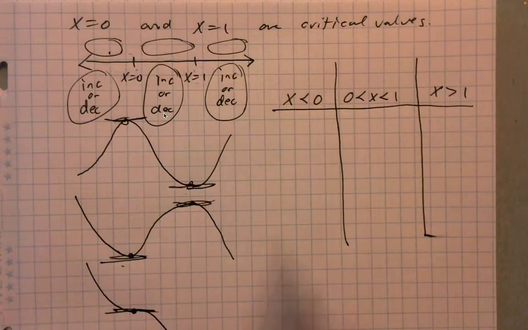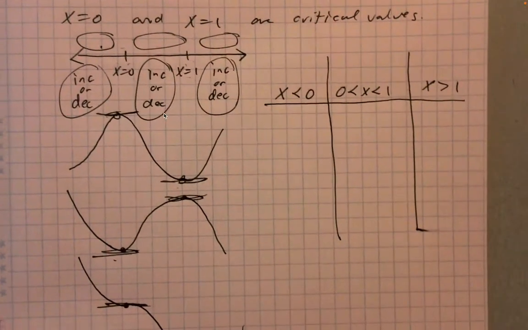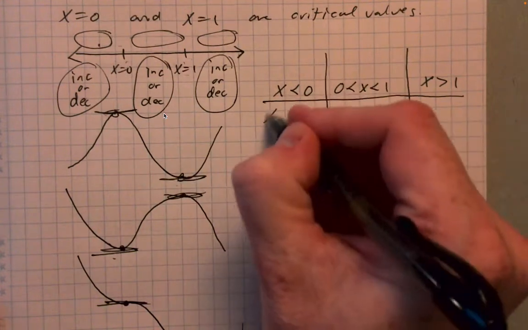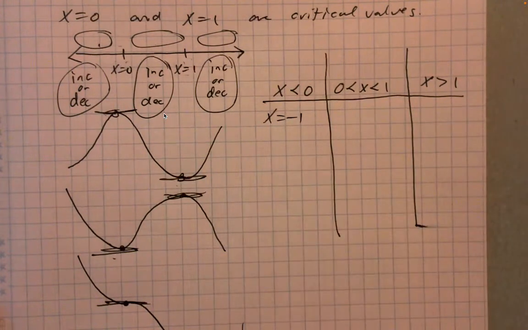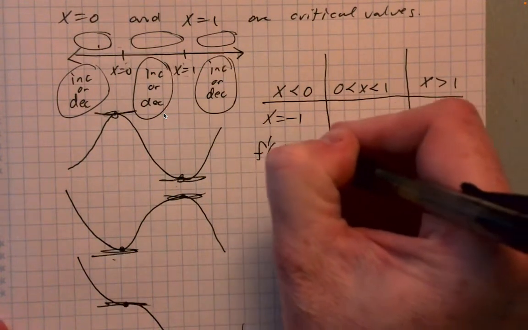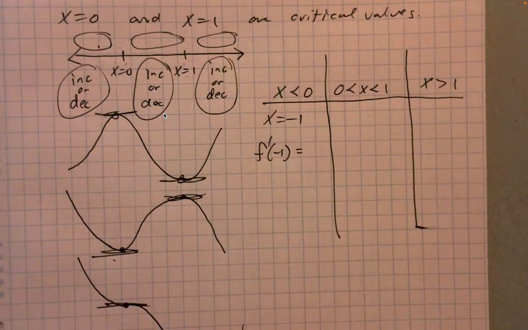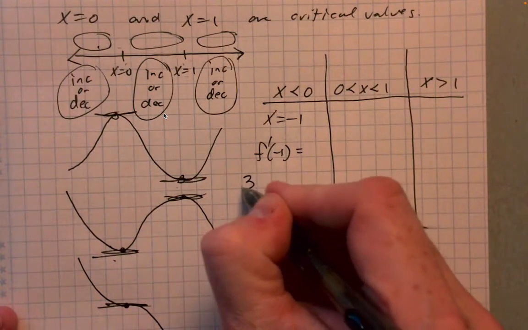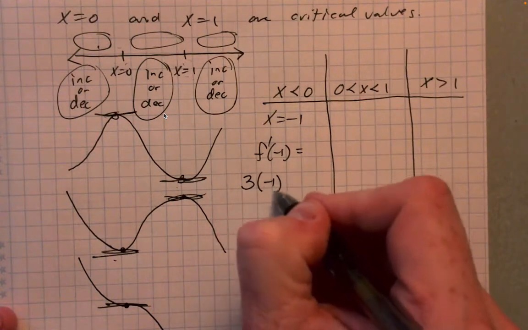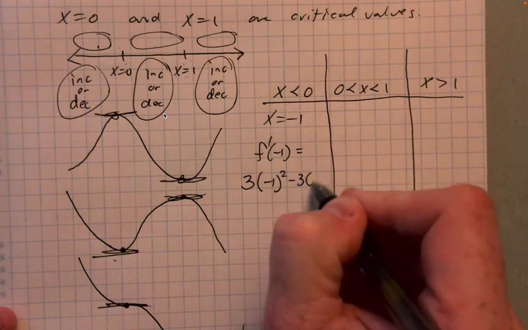And so what we can do is pull out the first derivative here and test a point. Let x equal -1, for example. If I plug in f prime of -1, what do I get? Let's do that. You would plug it into 3x squared minus 3x, so that'd be 3 times -1 squared minus 3 times -1.